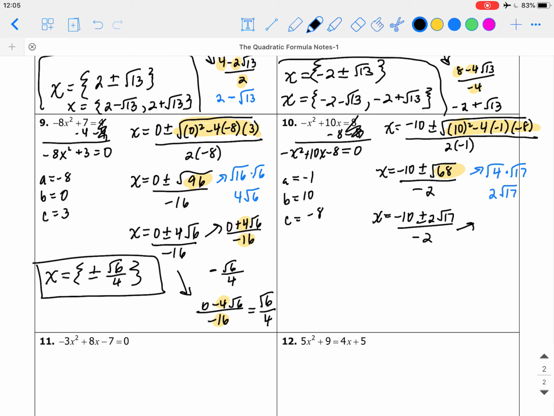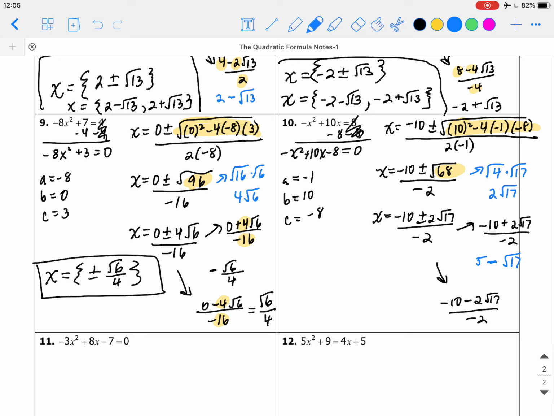I have my two situations I got to think of. So I have negative 10 plus 2 square root 17 over negative 2. And I have negative 10 minus 2 square root 17 over negative 2. Again, these can simplify like we did before. I'm just going to change my color so you can see a little bit better. Negative 10 divided by negative 2 will be a positive 5. And 2 divided by negative 2 will be a negative 1. I'm not going to write the 1, but I will still have square root of 17.